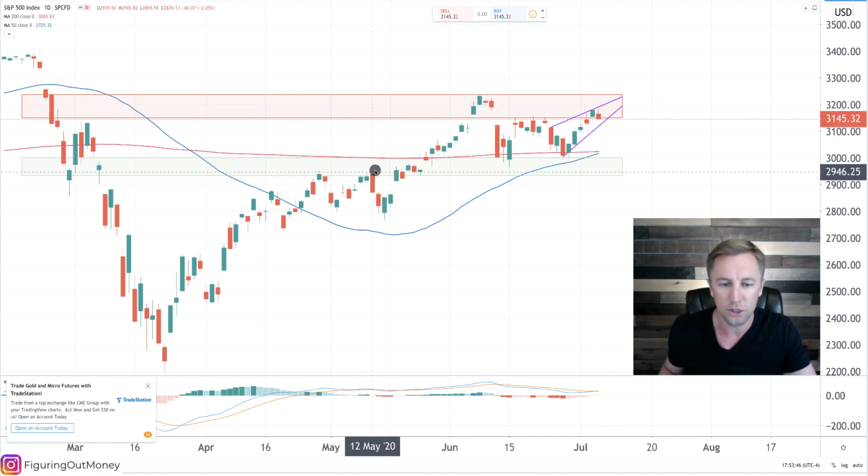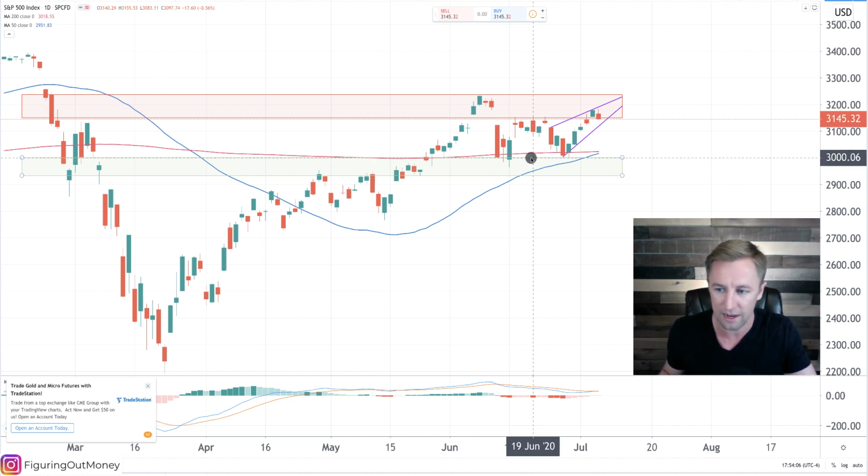Now, if you're wondering what these two boxes are right here, this red box and the green box, think of the green box as an area of support. We call that the bulls camp, and this red box we call the bears camp. It's a zone, an area of resistance that the price struggles to get through. So as you can see, this 3,000 range right here has been acting as a very strong support.